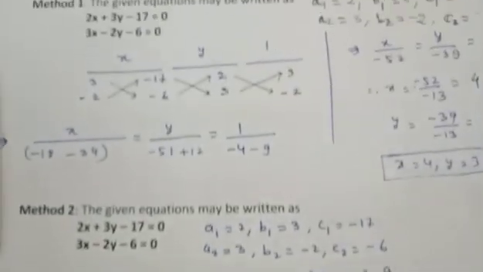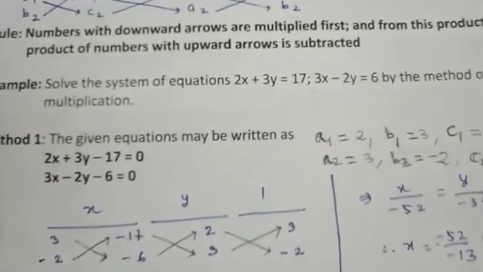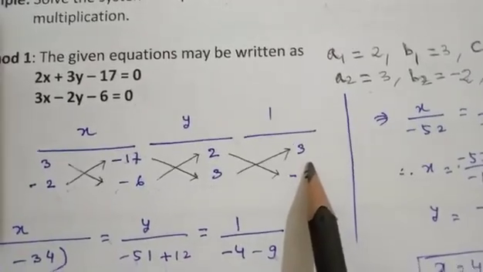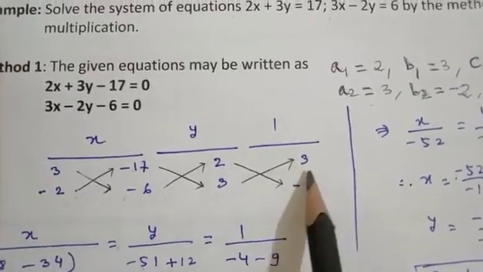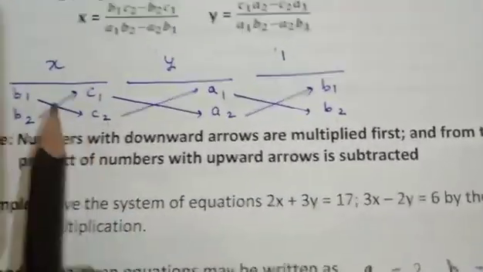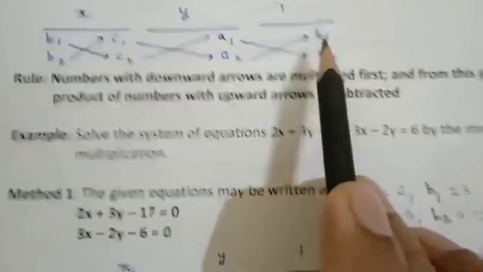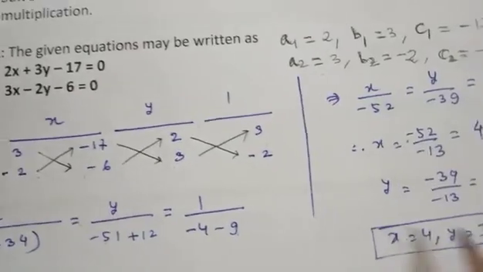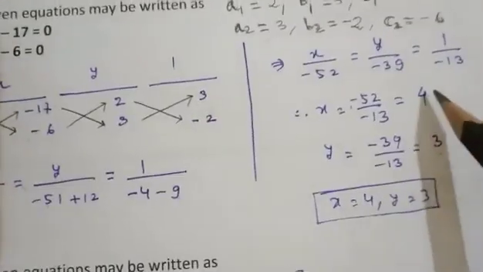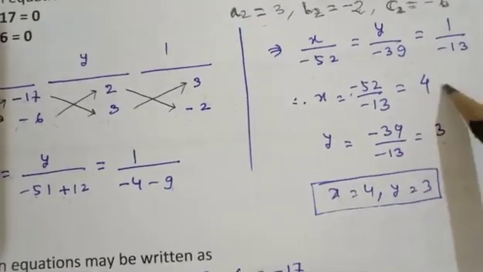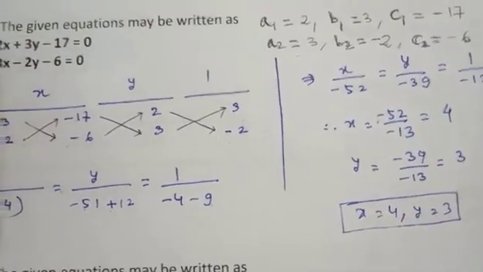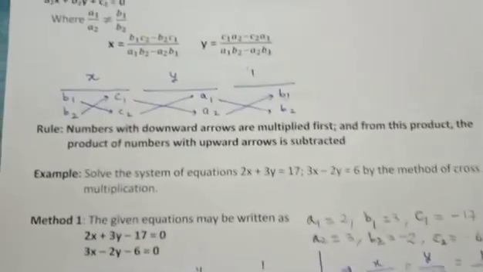Whereas in the method number 1, what I have done, I have used the concept of diagram. I have first copied the coefficients along with the diagram of this one. Then I have gone for the cross multiplication, and after cross multiplication, I have got the value of x and y as 4 and 3. So you can follow any one of the method in the topic of cross multiplication method.